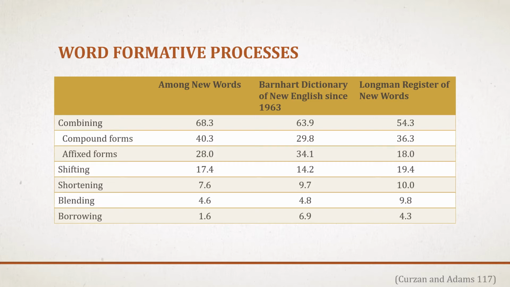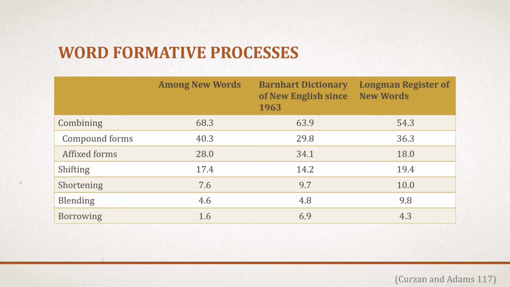According to Among New Words, Barnhart's Dictionary of New English since 1963, and Longman's Register of New Words, functional shifting is the fourth most frequent method of creating words. Notice that there are different terms on here. For instance, compounding or combining is actually combining different word parts to create something new. We have shifting, which is our functional shifting, which we've already discussed.